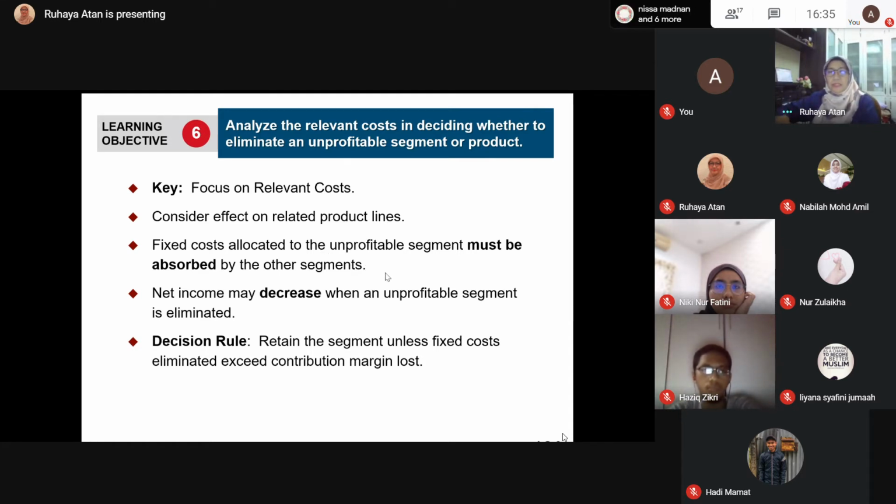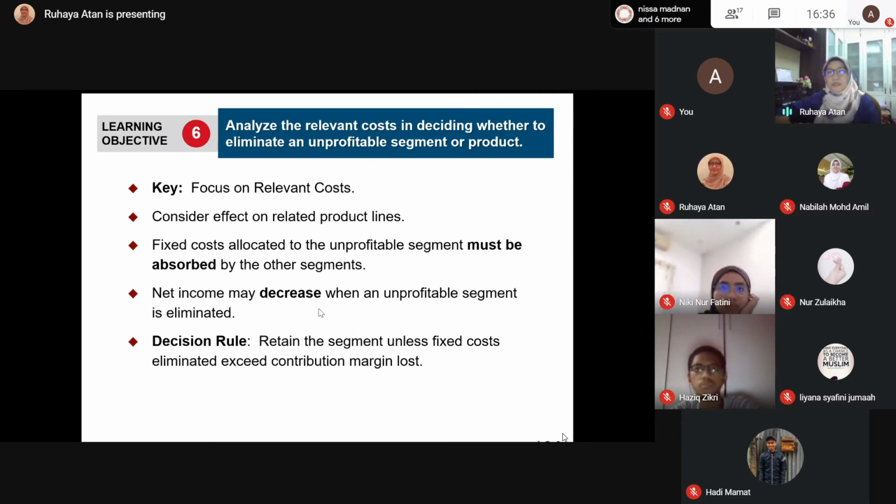Okay? For example, if your fixed cost is rent. If you rent a building, whether you have the product or you don't, or whether you close a segment or not, you still have that space. So you still need to pay for that rent. So fixed costs allocated to the unprofitable segment must be absorbed by the other segments. The next thing you need to think of is the income. When you close a segment, of course, you will not receive any more revenue from that segment. So net income may decrease when an unprofitable segment is eliminated.